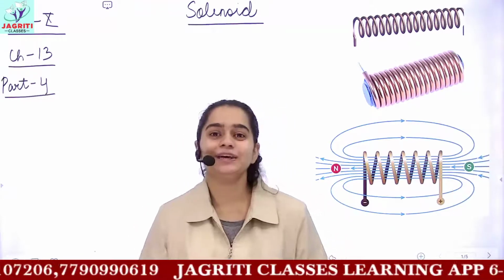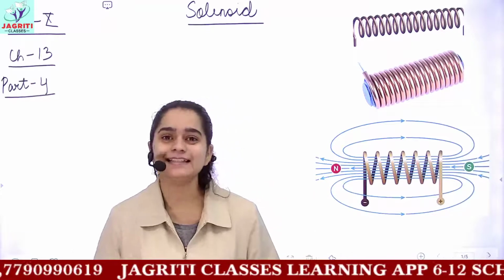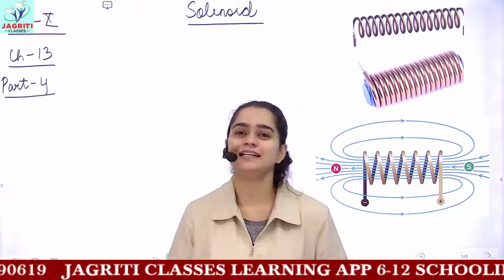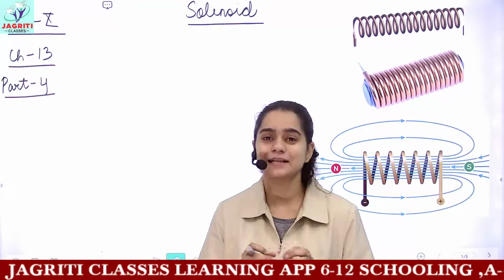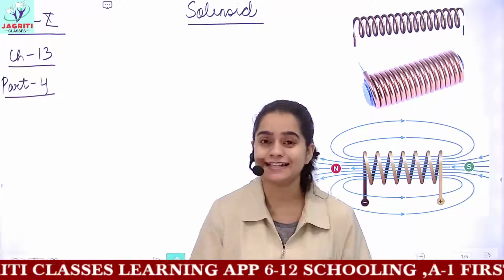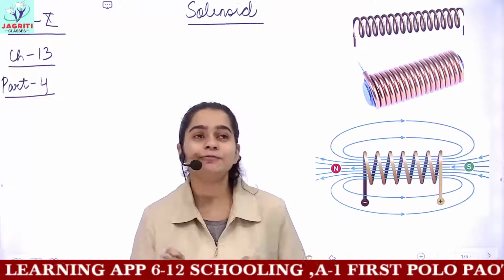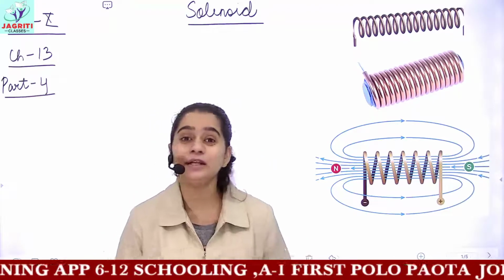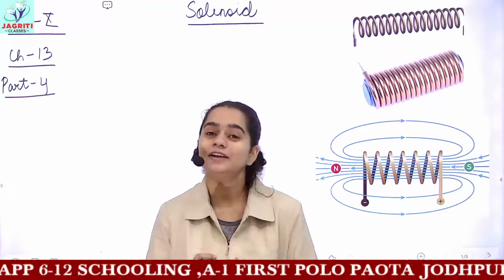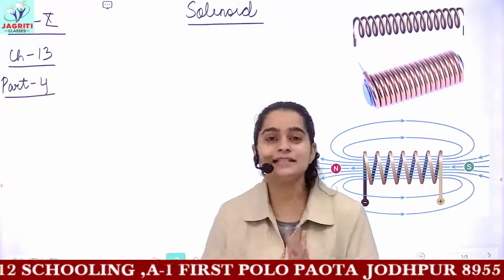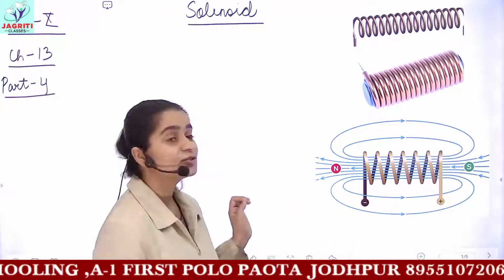So we are doing chapter 13 of class 10, that is magnetic effects of electric current. Today we'll be completing this chapter in this video itself, because you are only left with 2 to 3 topics. We have to discuss Fleming's right-hand rule, electromagnetic induction, solenoid and electric motor. So these are the 4 topics which would be covered in this video lecture.